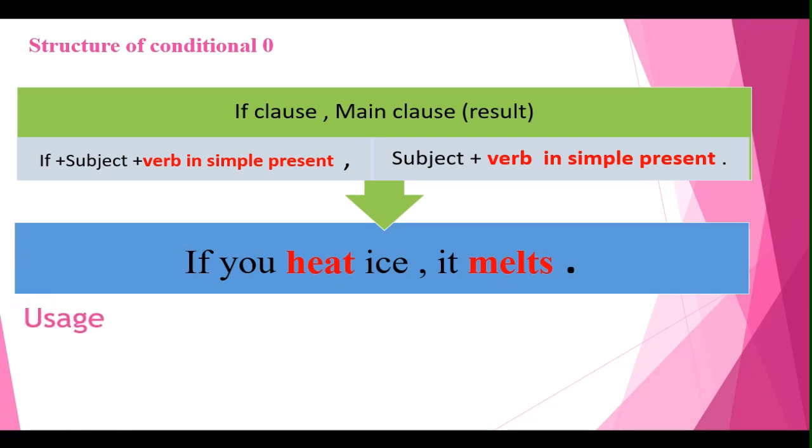Now let's move to the usage of conditional zero. We use conditional zero in order to talk about a fact or truth, something that cannot be changed. If you heat ice, automatically it melts. So it is a fact or truth.